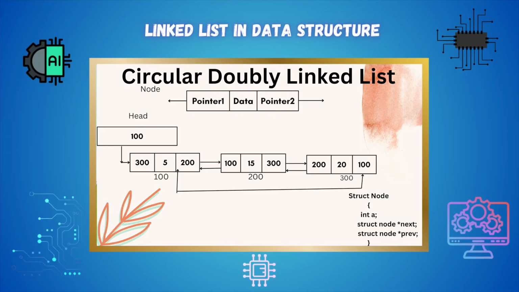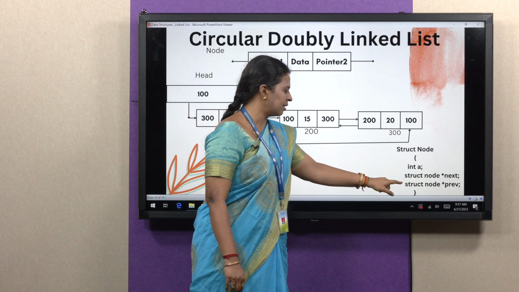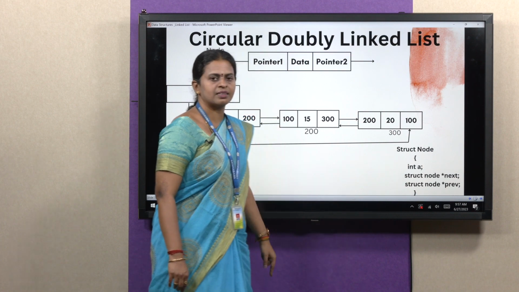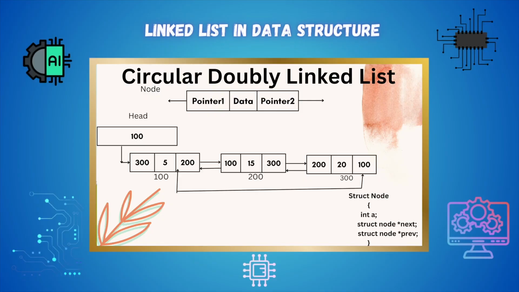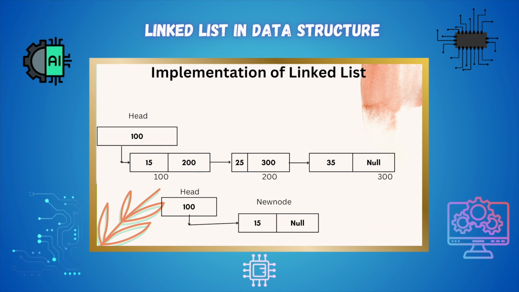So struct node, this is a user defined data type, and integer a is for storing the data, and we have 2 links, right? One is for the next pointer, and the other struct node pointer is for previous. So we have 2 pointers, next and previous. This is called a circular doubly linked list. Next we are going to see the implementation of linked list.